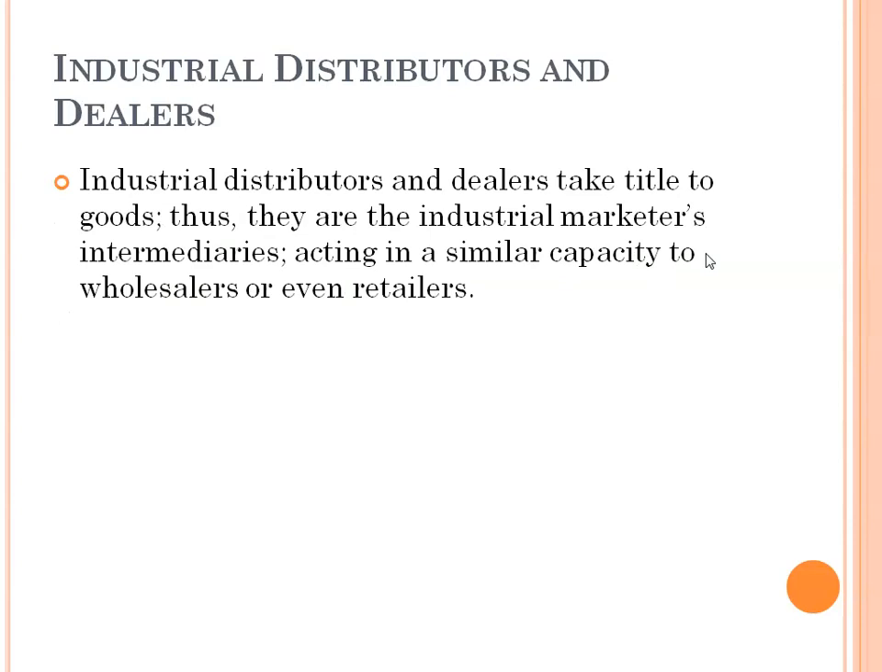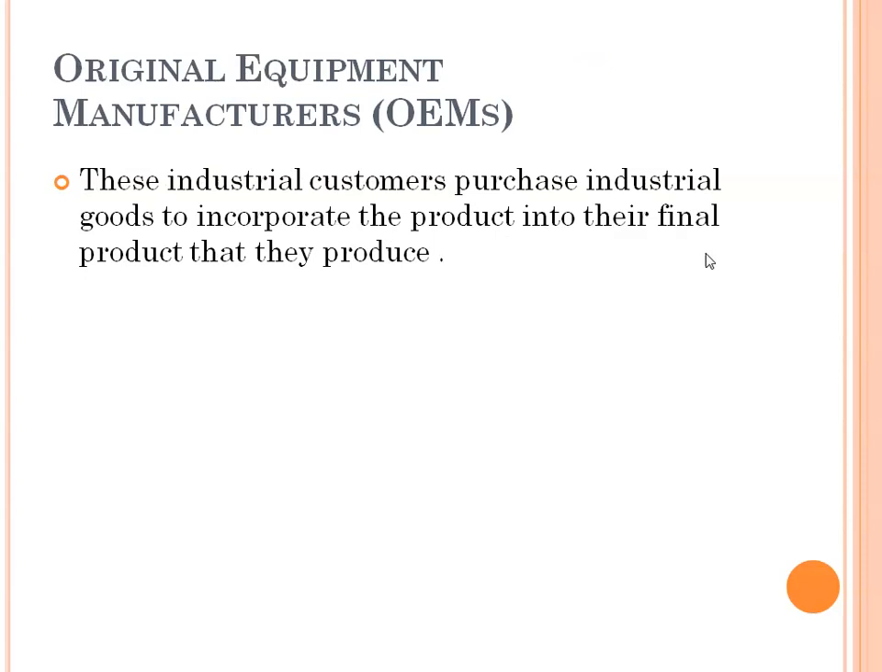We will start with the industrial distributors and dealers. Industrial distributors and dealers take title to goods. Thus, they are industrial marketing intermediaries, acting in a similar capacity to wholesalers or even retailers. Intermediaries, meaning middlemen, not only serve the consumer markets but also serve business enterprises, government agencies, and private and public institutions. They purchase industrial goods and resell them in the same form to industrial consumers.